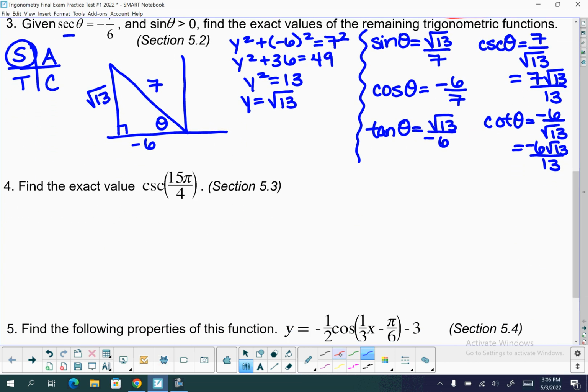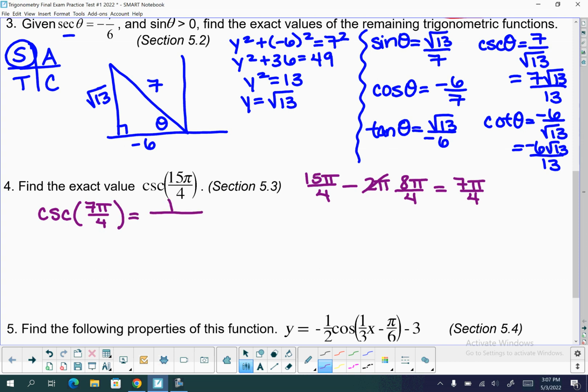Problem number 4, this is a unit circle question. We want to find the exact value of cosecant 15 pi over 4. Okay, 15 pi over 4, it's a little big for my unit circle. So I'm going to start by subtracting a full rotation in radians, that's 2 pi. And if you want a common denominator, we can write that as 8 pi over 4. If I do that subtraction, I get 7 pi over 4. So I want to find the cosecant of 7 pi over 4.